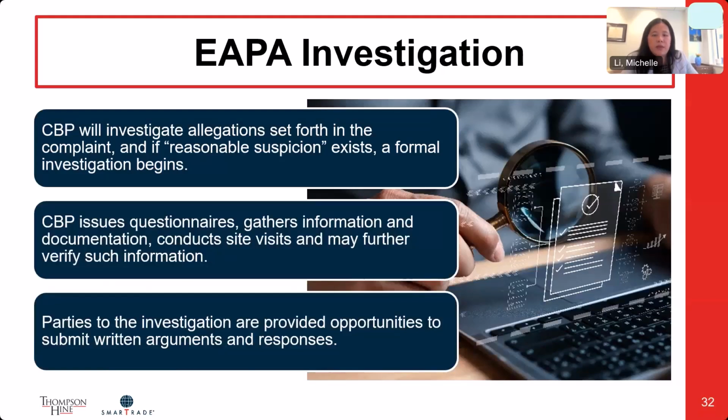And we talked about the standards of reasonable suspicion. So we can quickly talk about the next slide.